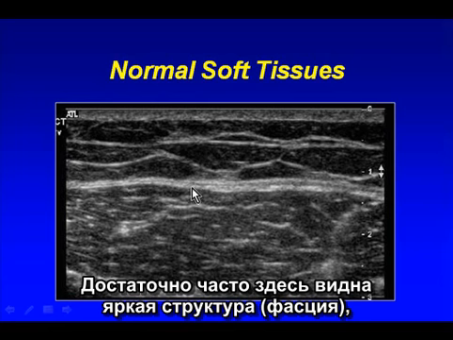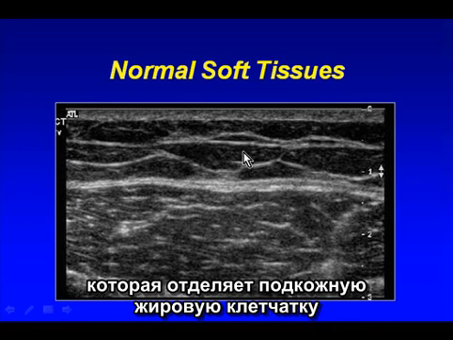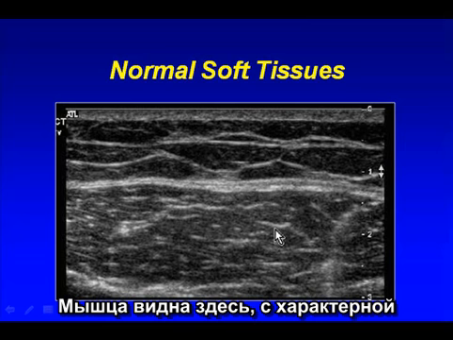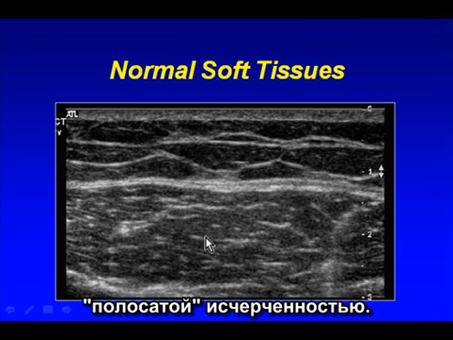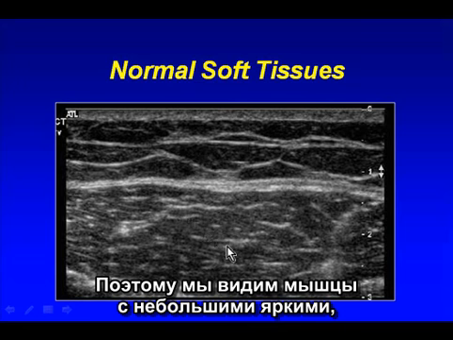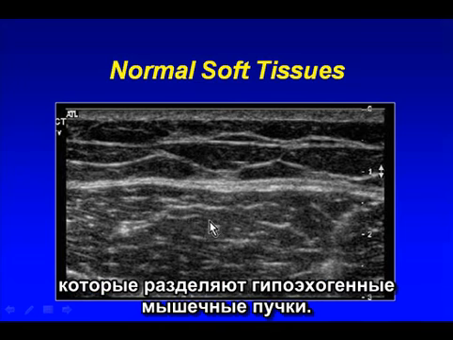Often then there will be a bright fascial plane that separates the subcutaneous fat from the underlying muscle, and the muscle is seen here with its characteristic pennate pattern that one sees in muscles with little bright fibroadipose septa that are separating hypoechoic muscle bundles.